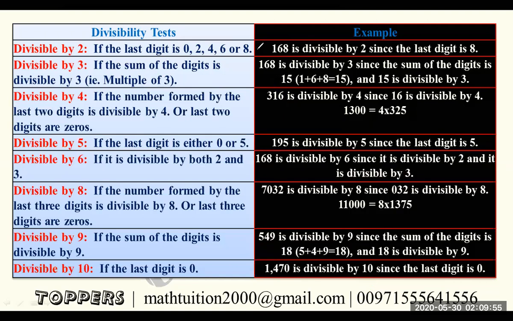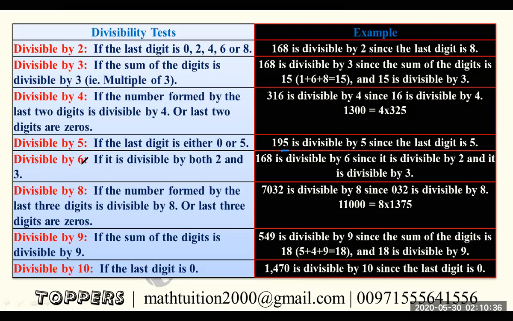Okay. Now let us go for the next. The next is divisibility by 5. Very easy. If the last digit is either 0 or 5, then we can say that that number is divisible by 5. Only concentrating on the last digit. If it is 5, we can say it is divisible by 5, or if it is 0 also, we can say it is divisible by 5. For example, 195. Is it divisible by 5? Yes. What is the reason? The last digit is 5.